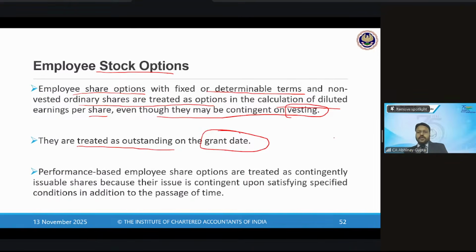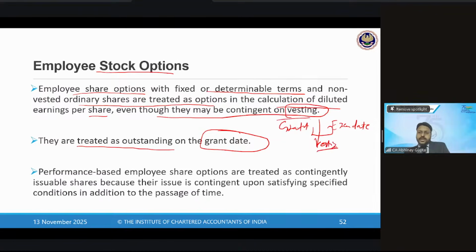So are you able to recall? There were three dates. First was the grant date, right? Then the exercise date, right? And in between these, there was some vesting date, right?